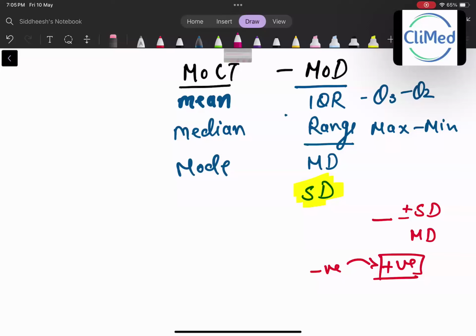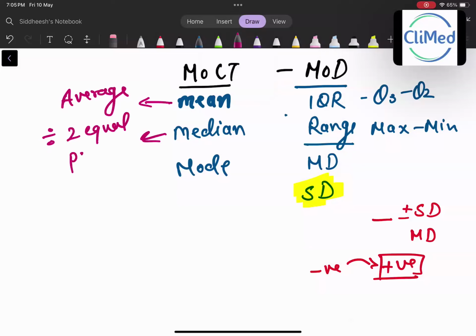Okay. So what about the simple things? What about mean? Mean is the average value of the data. What about median? It divides your data into two equal parts. Any number or factor that can divide your data into two equal parts is the median. What about mode? The most frequent observation, or the most frequently occurring number. This is a frequently observed value. This is your mode.